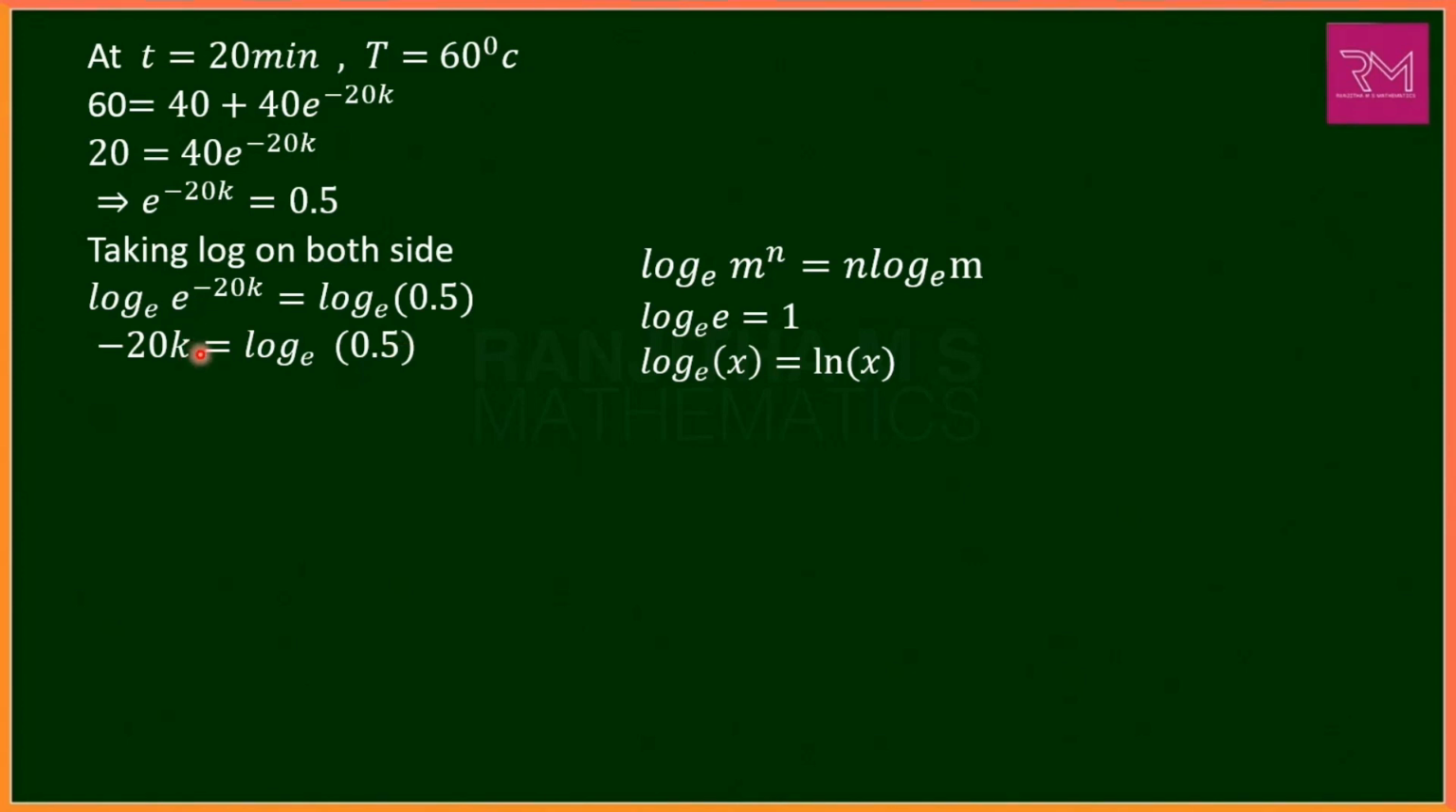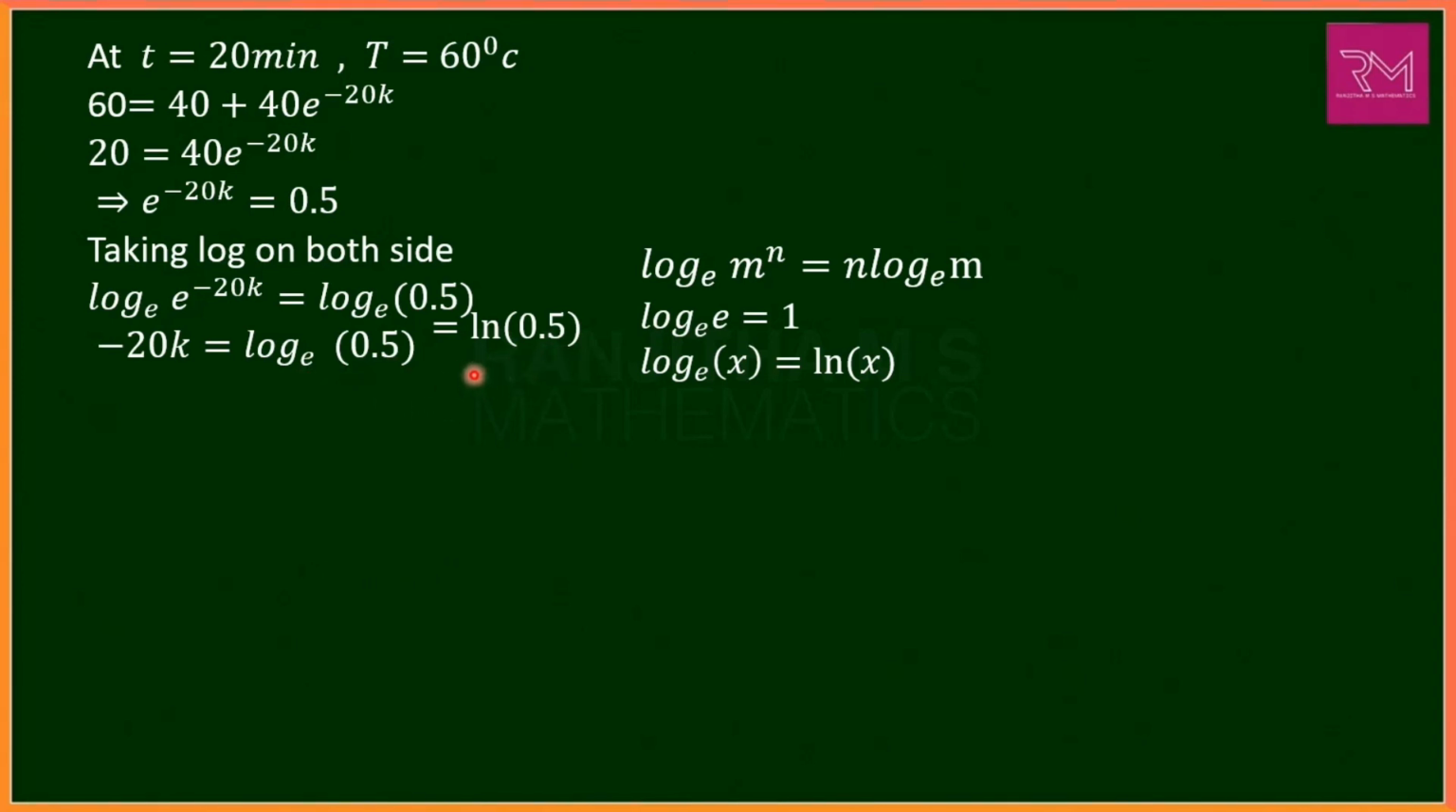So substituting that value, we get minus 20k on the left hand side, which is equal to log of 0.5 to the base e. We know that log of x to the base e we can write as ln of x. Log is different, ln is different. Here this is of the form log of x to the base e, where x is 0.5. Hence we can substitute ln of 0.5.